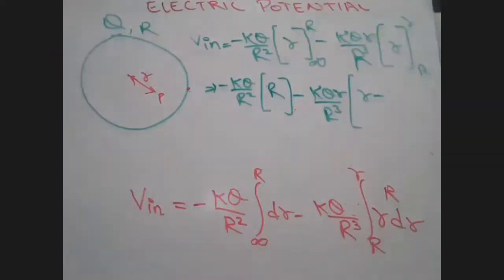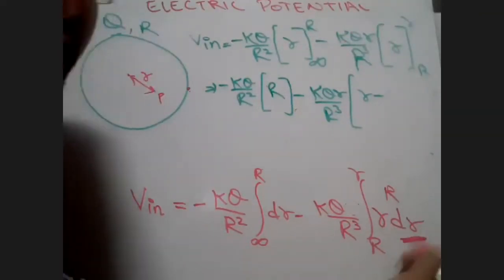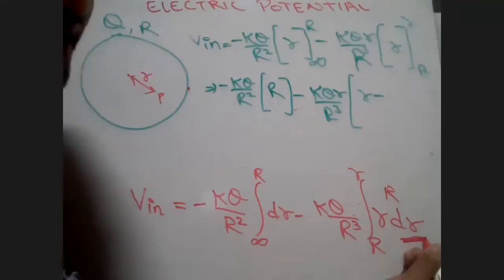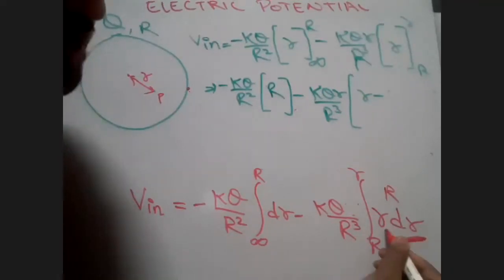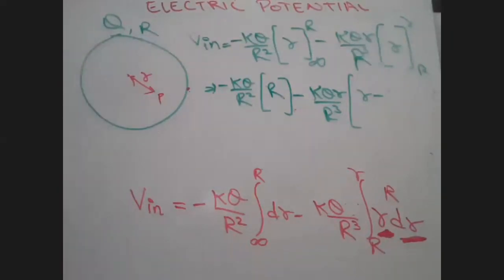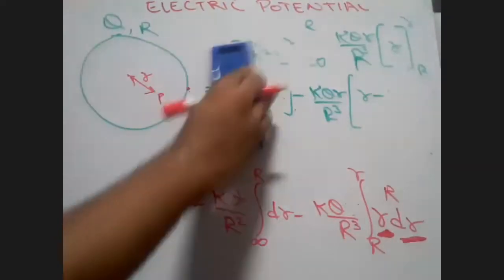Has everyone understood why that small r is not constant? Because I'm changing it by dr, the particle is moving. If I'm changing it by small dr, then this r also is not a constant. Is that okay? Everyone comfortable with that? The limits will also change.